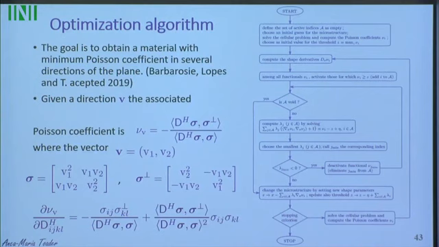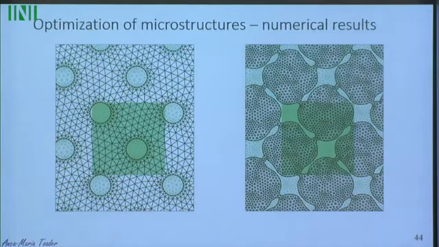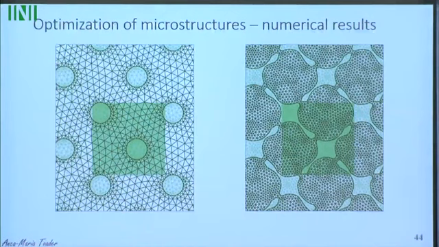And I will not go into details, but this is a flow chart of an algorithm developed by Cristian Barbarossa and Sergiu Lopes, which is a minimax algorithm suited to make this type of optimization with several objective functionals at the same time. So let us see the numerical results.